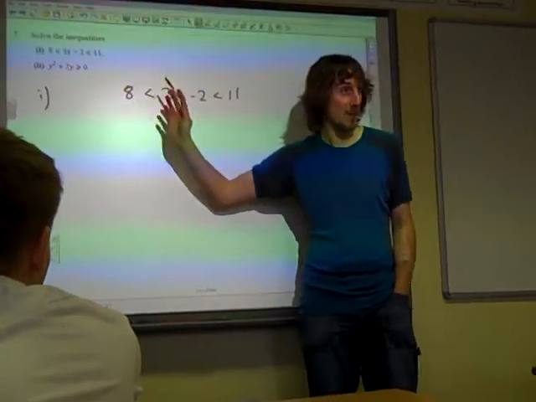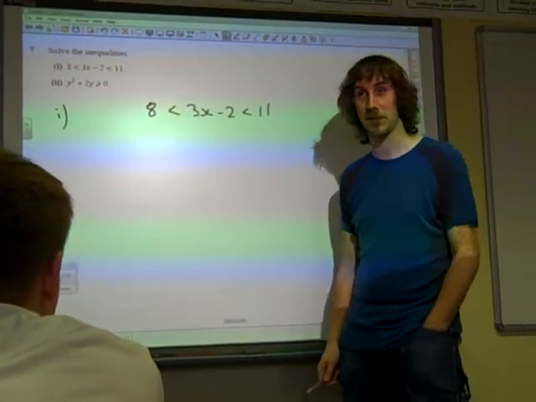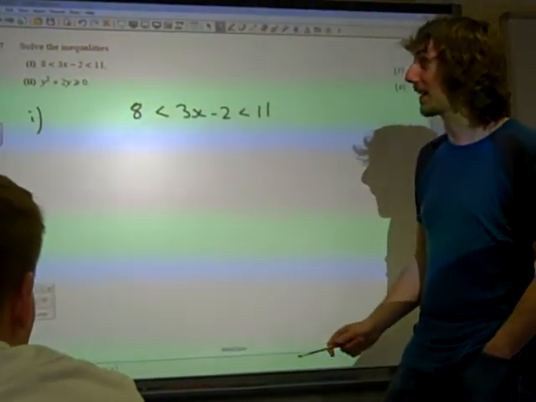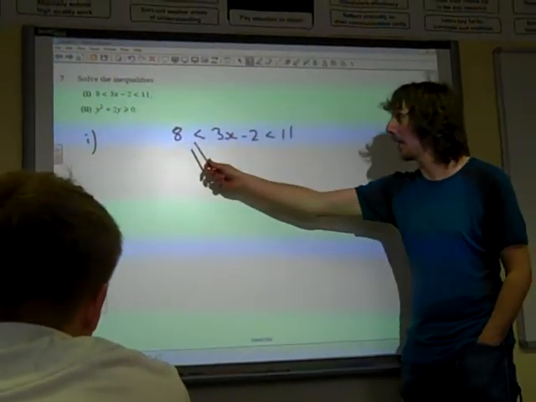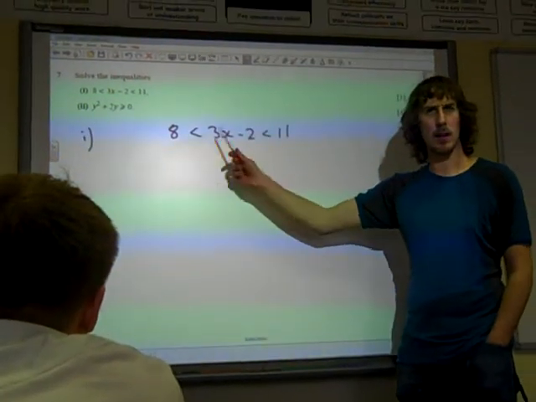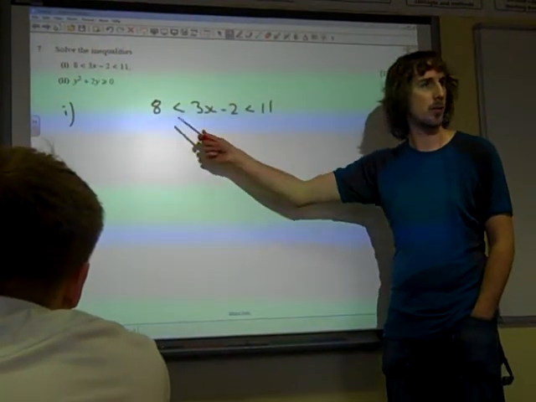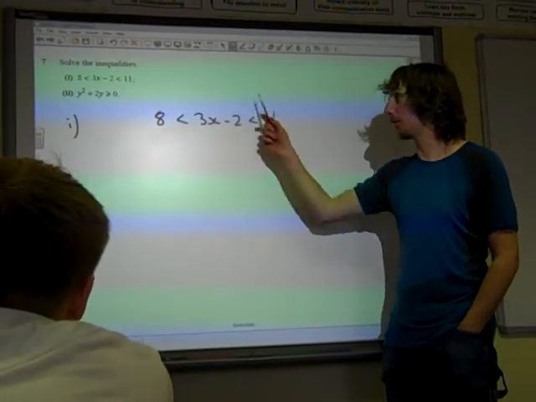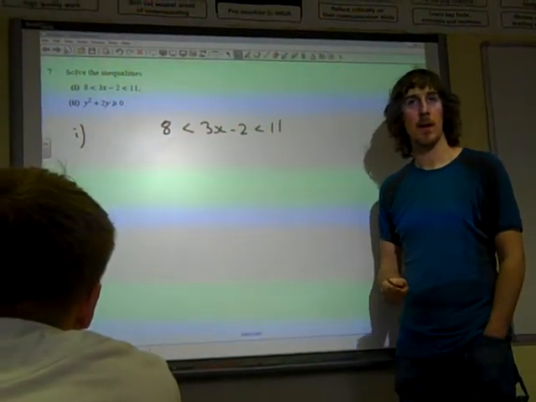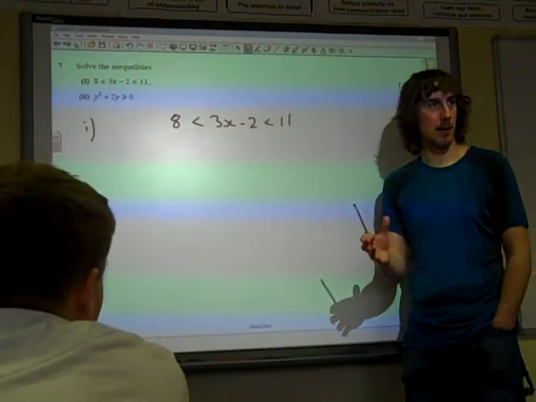So question 7 on the Core 1 Summer 2008 paper was an inequalities question with 2 little twists in it. The first one is that this is just a straightforward linear inequality, just a straight line expression, but it has 2 sides to the inequality. And we don't get confused by this, we don't get distracted by it.